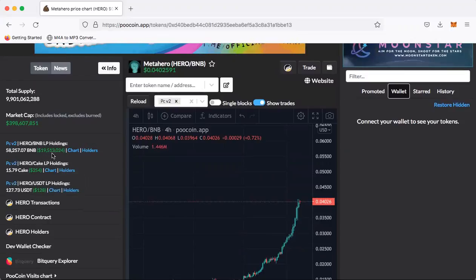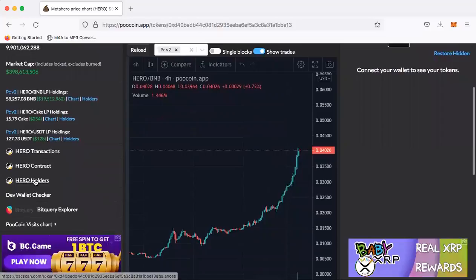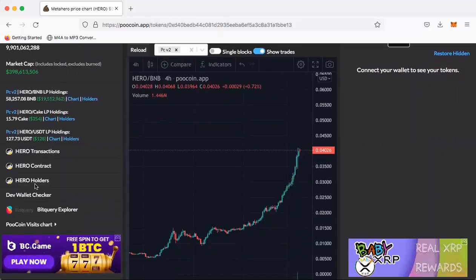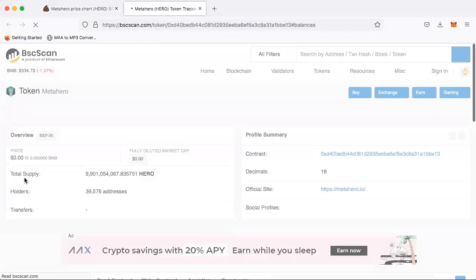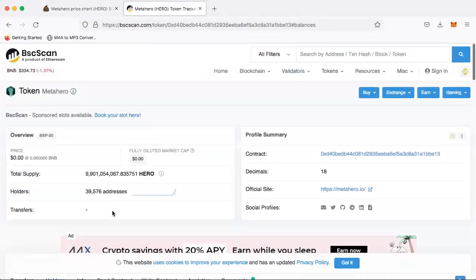There is 19.5 million liquidity in Pancake Swap, guys. Let's go and have a look at the holders, guys. This is going to a billion market cap, definitely. So the holders, guys, they are at 39,576 holders.